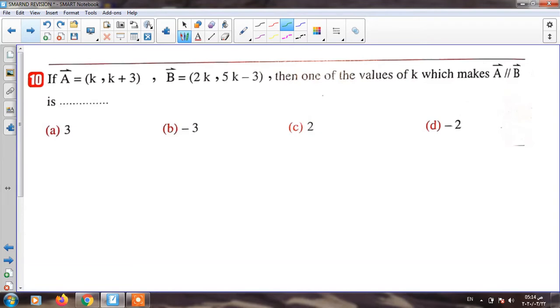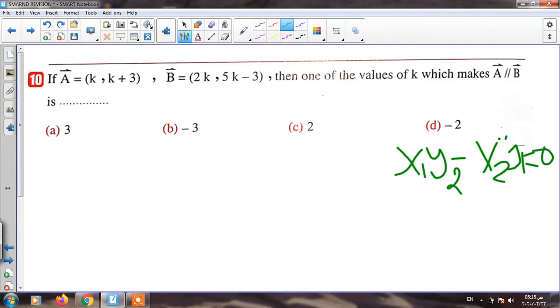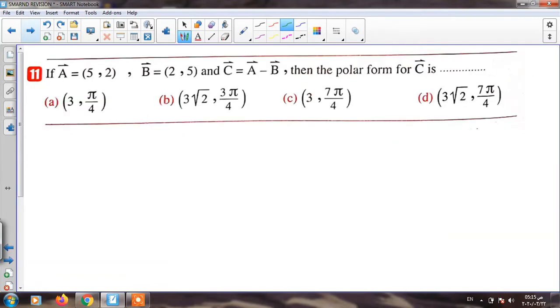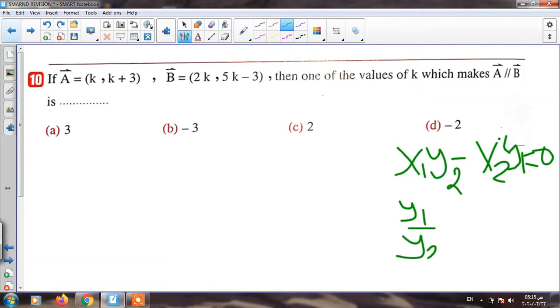If you don't remember, let me help you to remember. If two vectors are parallel, then we have x1 y2 minus x2 y1, it's going to be 0. That means the slopes are equal, right? That means y1 over x1 equals y2 over x2.